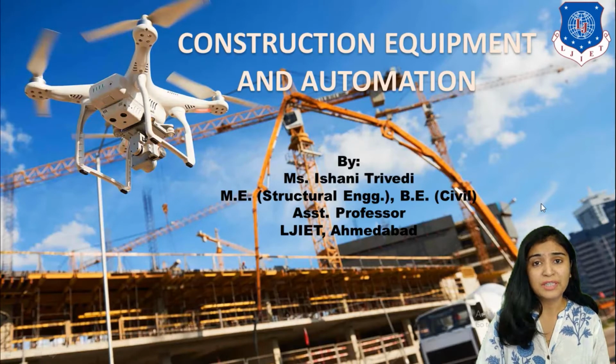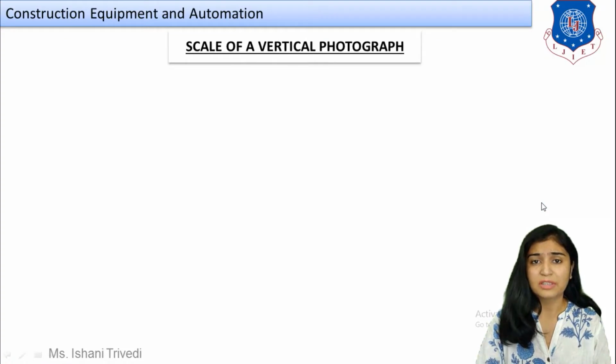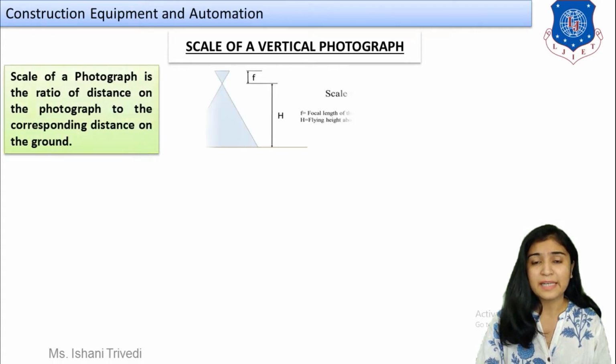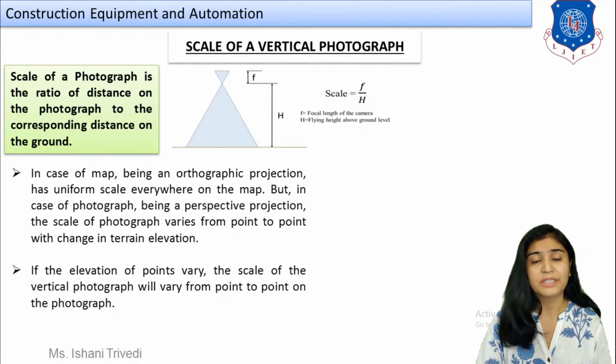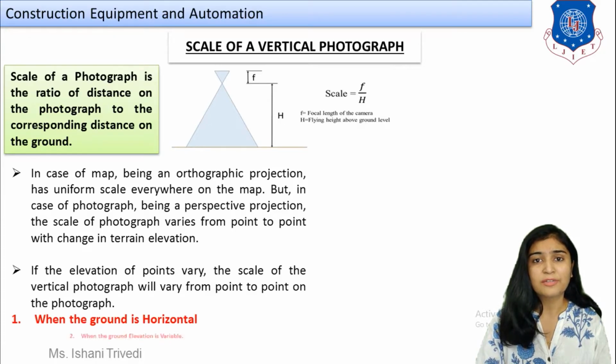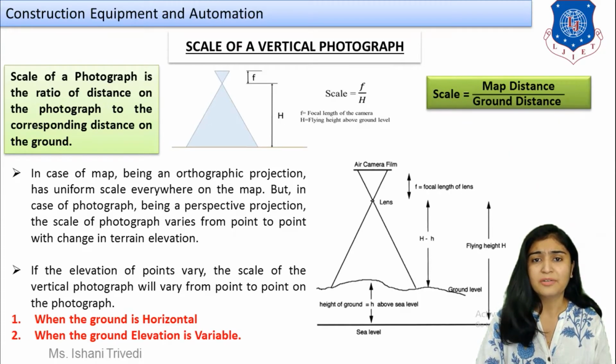We have two different types of photographs. To be precise, we have vertical photograph and we have oblique photograph. These two are the most important for us. Now, next, today we are going to understand further the topic of scale of the vertical photograph. Please note students that the scale can be found for the vertical as well as the oblique photograph both. But here we are going to talk about the vertical photograph.